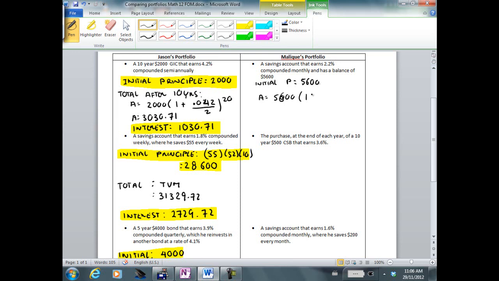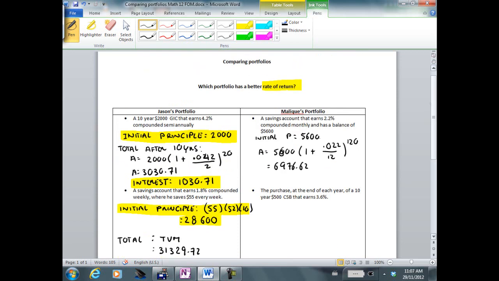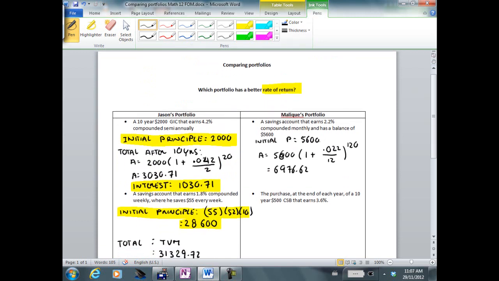So you go 1 plus 0.02 over 12 to the power of 120. Again, we just use this calculator right now and figure it out. 6,900, what is it? 0.62? Why is it 120? 10 years? You're paying compounded monthly. Oh, the whole question is 10 years. Oh, sorry, I didn't write it. It's a 10-year. Yeah, so whoever's watching this is going to be confused.